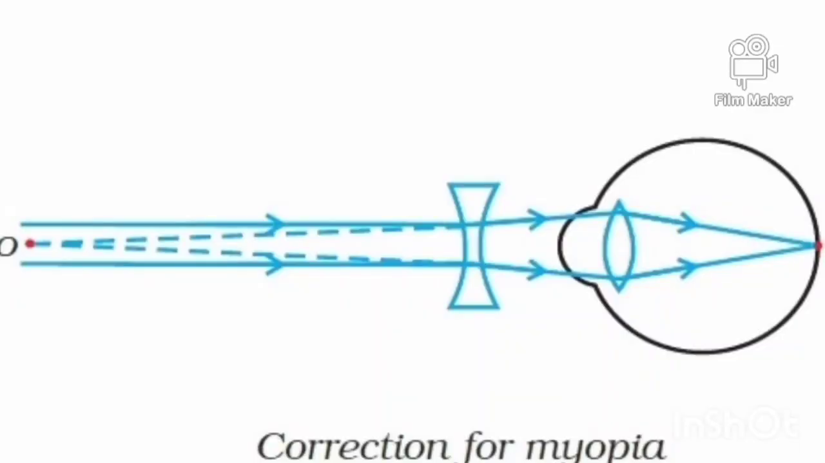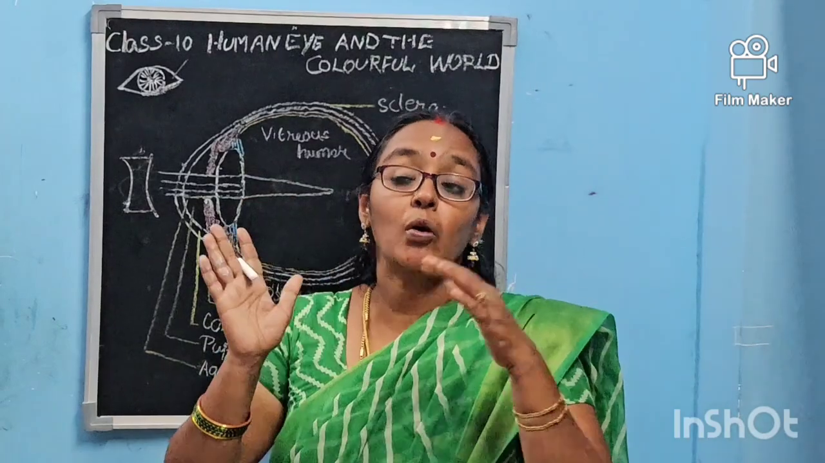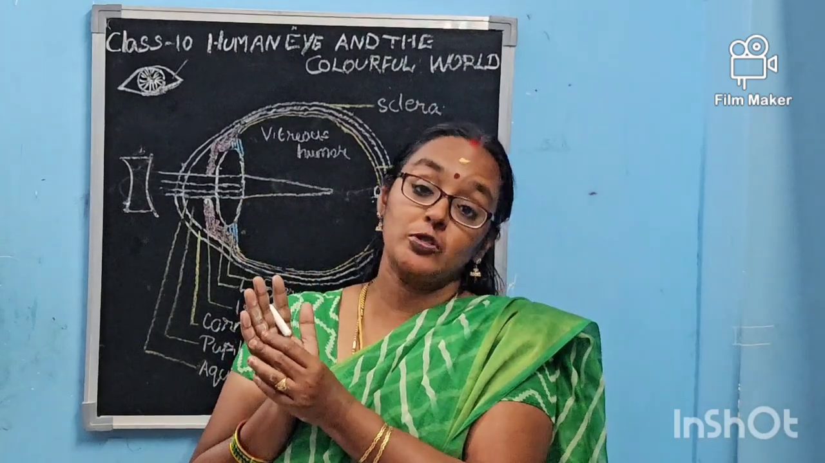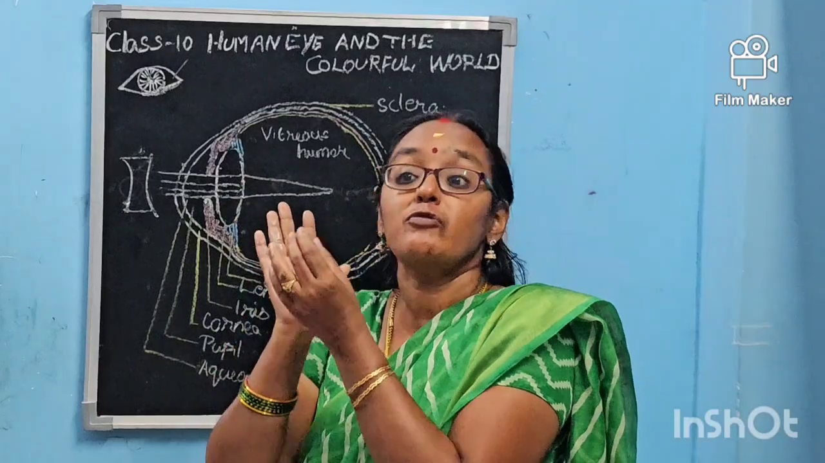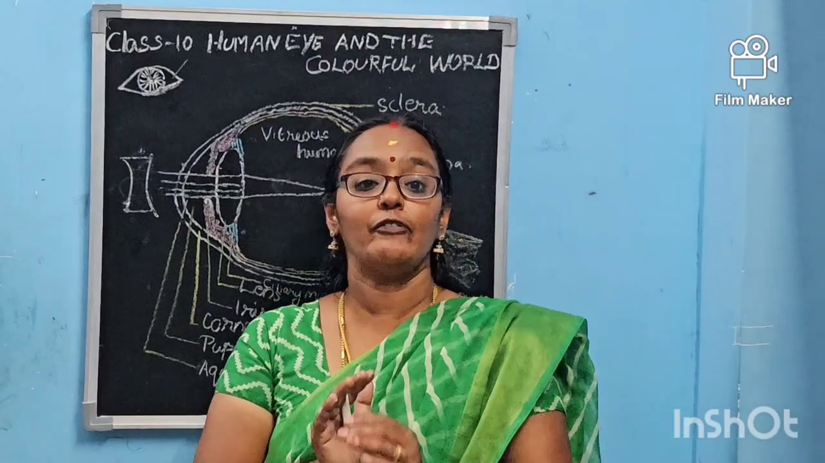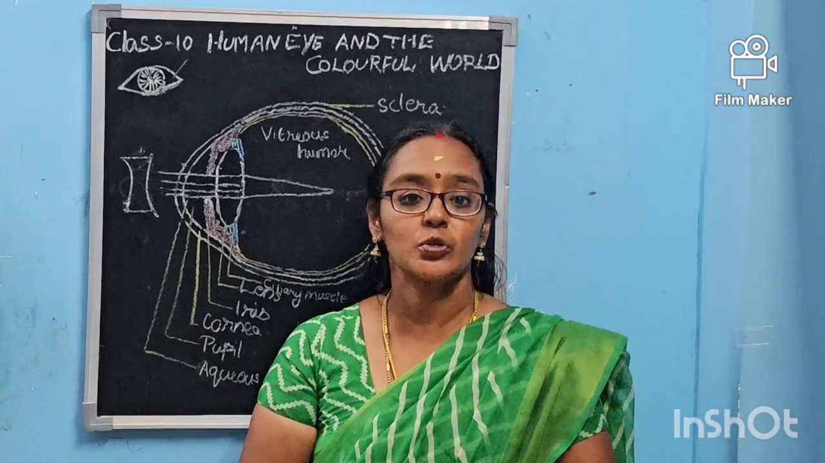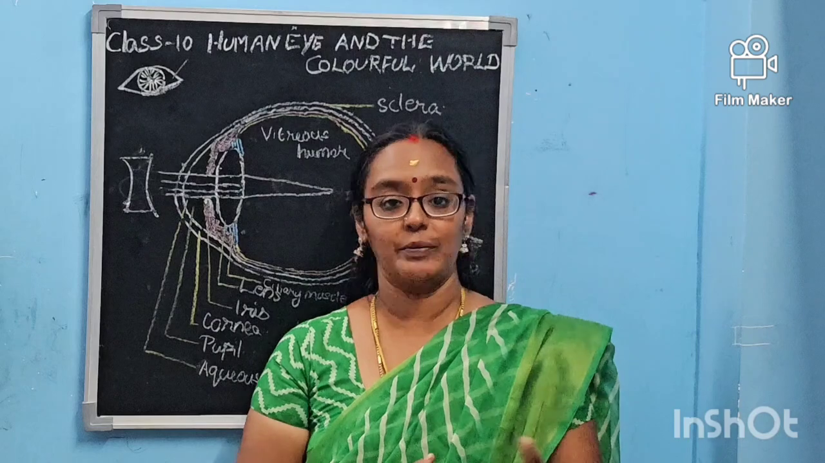When we are using the concave lens, what is the specialty of the concave lens? Is the concave lens converging or diverging? Concave lens is a diverging lens, and it will take much more distance for the image to be formed, so that the image will be formed directly on the retina. So the things which are far away will be much clearer for us. Okay, this is myopia, and the solution, how to cure, we have discussed.